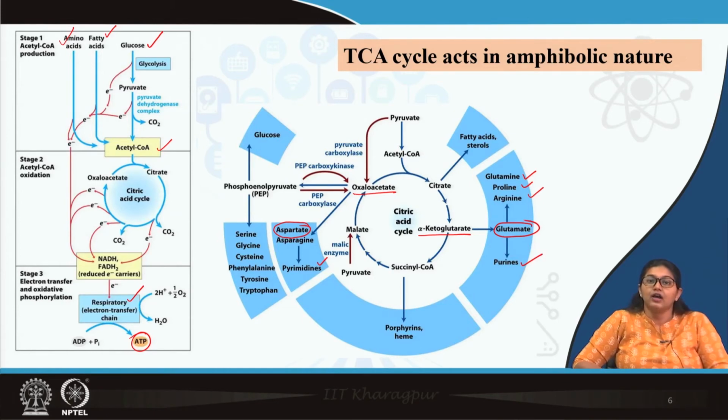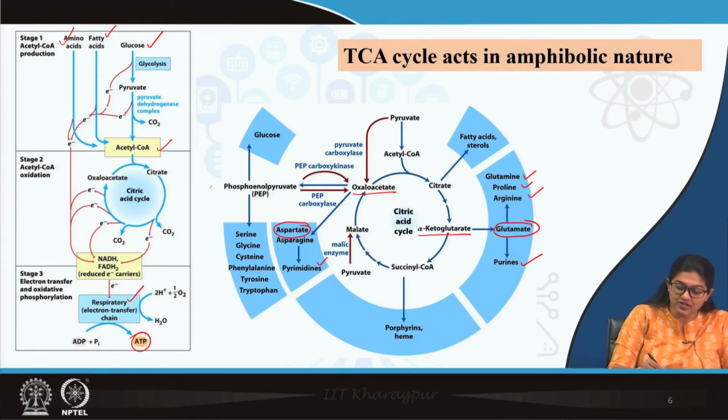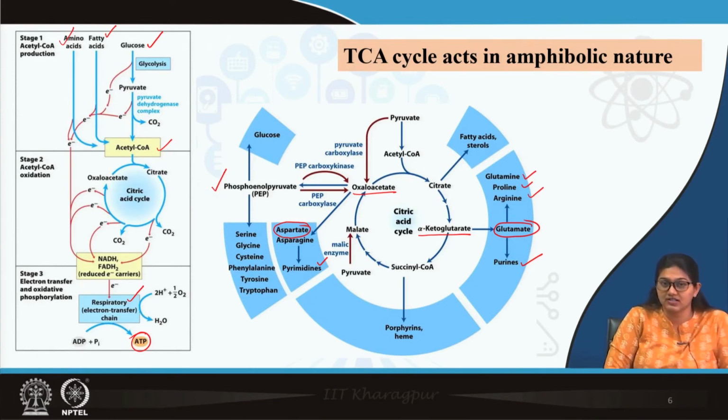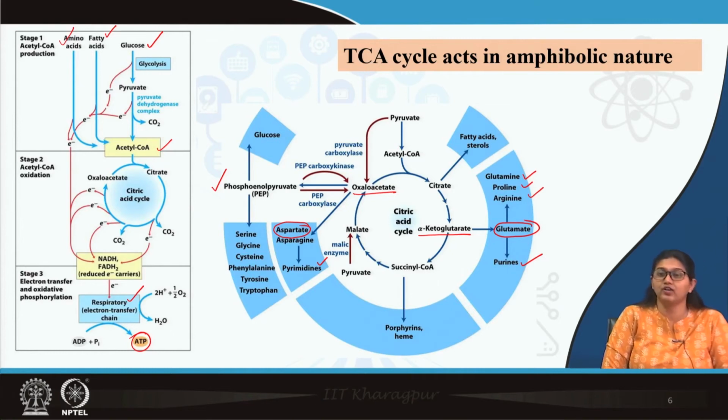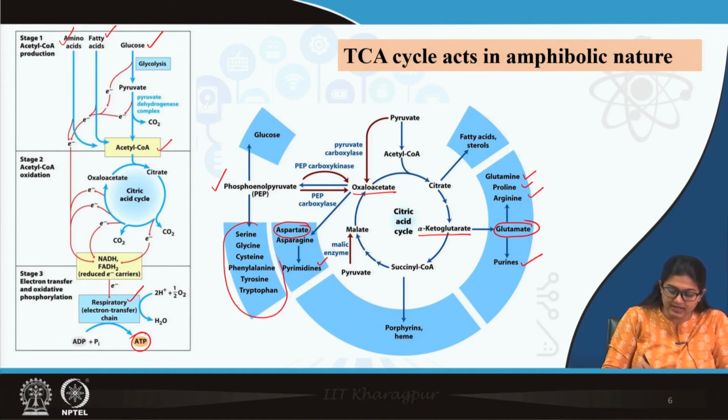Then again, oxaloacetate forms phosphoenolpyruvate while it enters gluconeogenesis. Phosphoenolpyruvate can be used to form these amino acids.